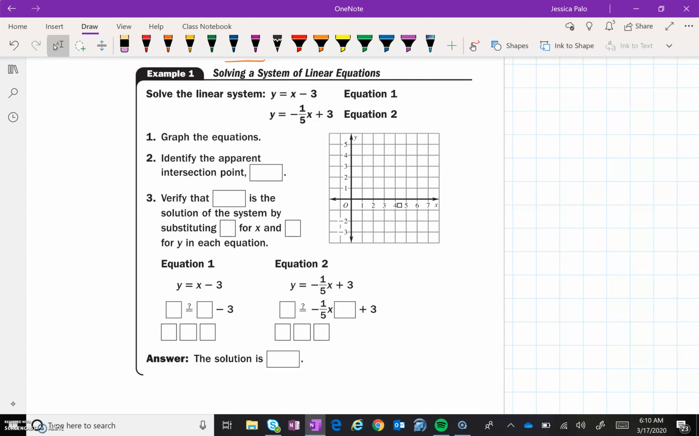We are going to be solving by graphing. So the first step for my class is to pick a color for both of your equations. Equation number 1 will be yellow and equation number 2 will be green. So we are graphing the equations. Yellow, equation number 1, y equals x minus 3. Isn't it great that these are already in slope-intercept form for you?